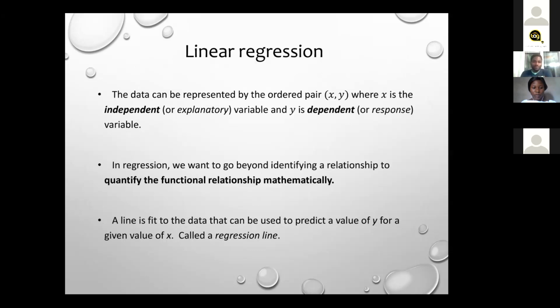Now, let's go to linear regression. That is the most basic regression, right? So with linear regression, you can represent your data as ordered pairs, where X is the independent or explanatory variable. Personally, I prefer explanatory rather than independent, because technically, if I am dependent on you, then there is already that relationship. So dependent and independent can be subjective. So I prefer explanatory variable and responsive variable.